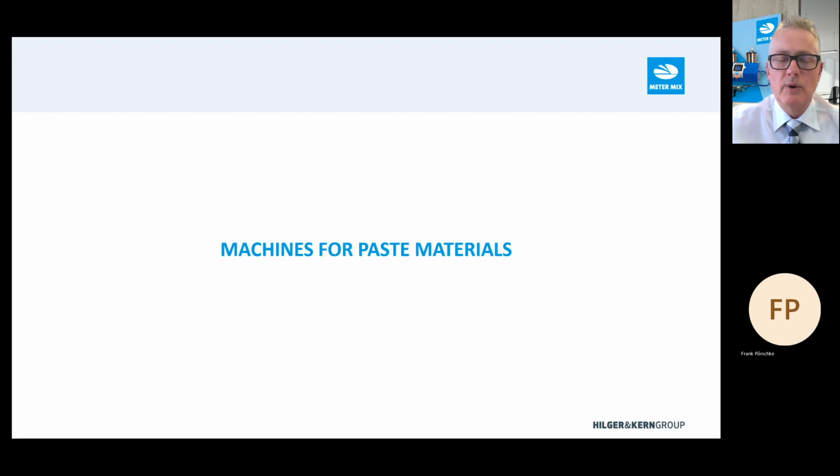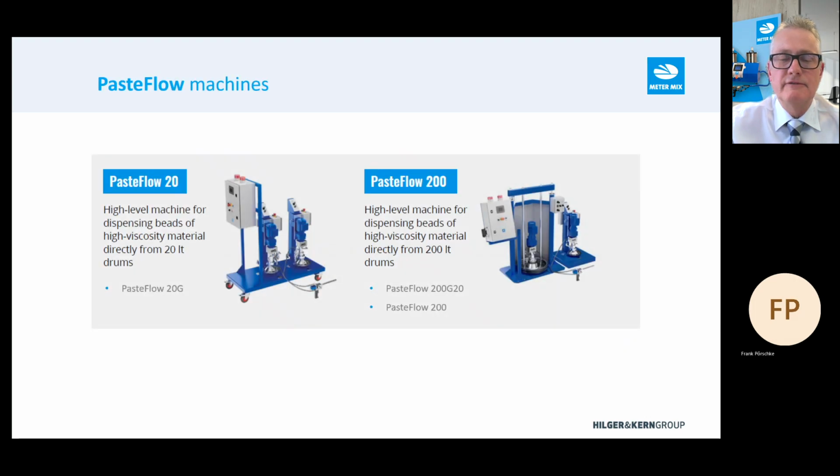So when we move to the machines for paste materials, which ones are these? Firstly, we'll start with the paste flow machine. So we work with the paste flow 20 and the paste flow 200. These machines are gear pump machines. So when we are talking about flow, we mean gear pump systems or constant flow.